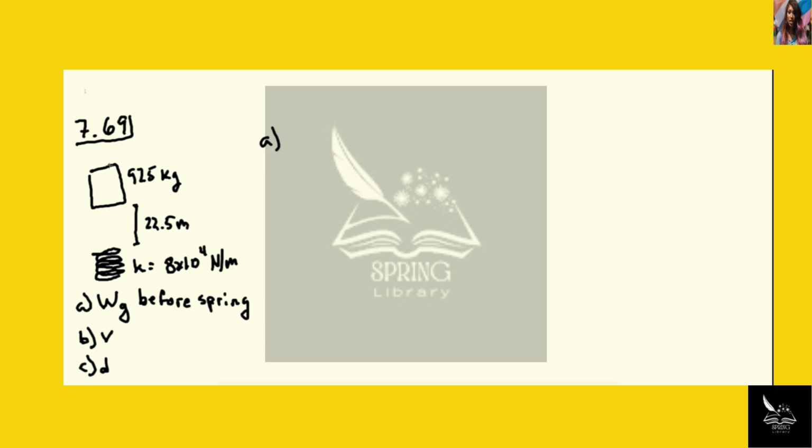So to begin with, the only force acting on the elevator while it's falling until it hits the spring is gravity. So the total work that does is going to be the weight of the car times the distance it falls. There's a 22.5 meters here. And then the cosine of the angle between the force and the displacement is 1 because the angle is 0. So this is 2.04 times 10 to the 5th joules.